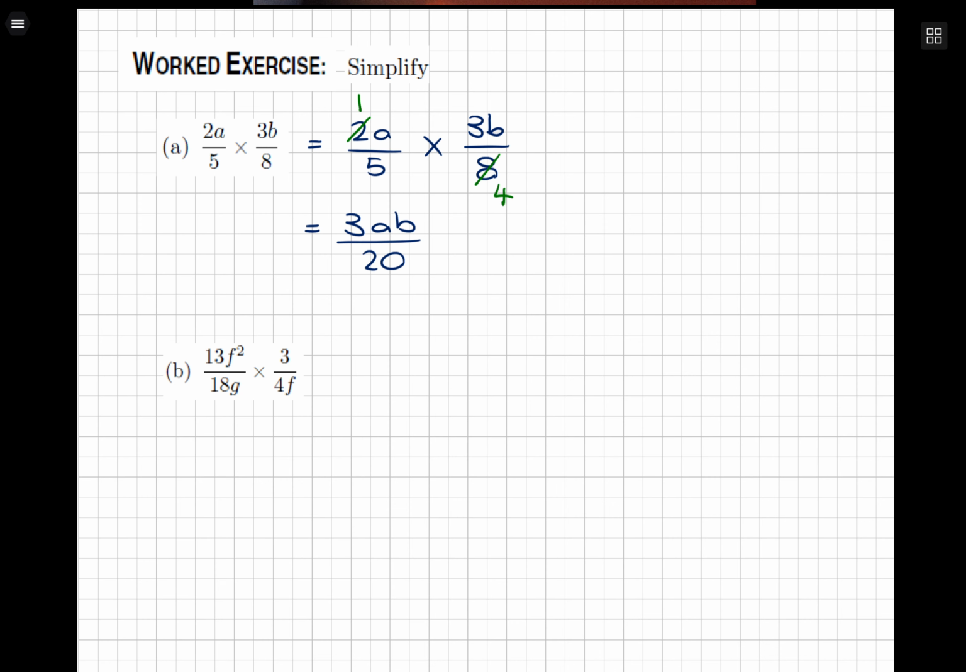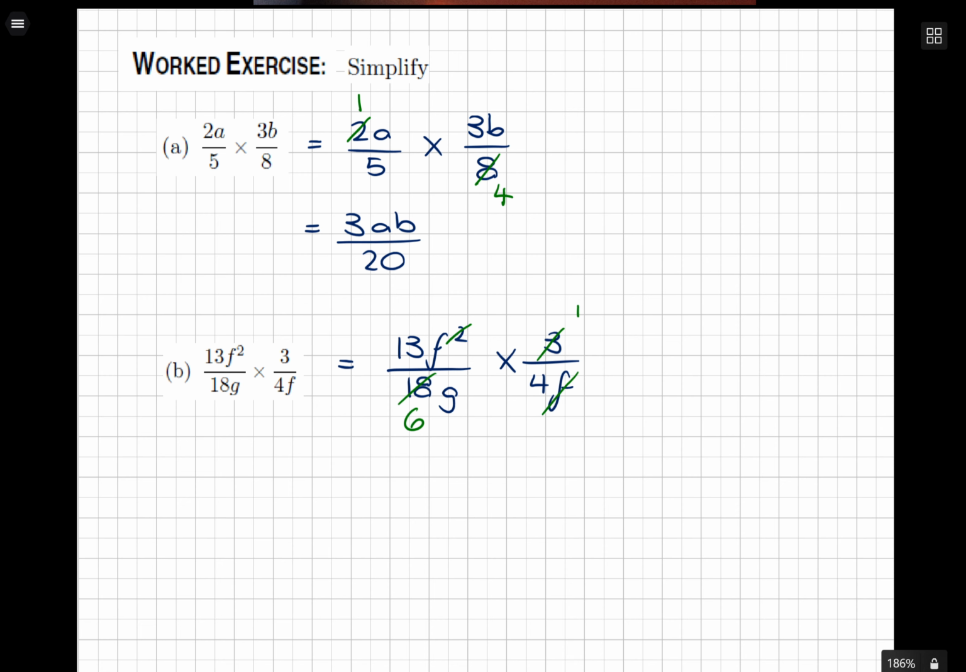Okay, next one. 13f squared on 18g times 3 on 4f. Okay, looking for the common factors there. 13 hasn't got any friends down the bottom, but 3, I can spot he's got 18 down the bottom. Both have a factor of 3. 3 goes into 3 once, and 3 goes into 18 6 times. In terms of the pronumerals, we've also got the f squared on the top and the f on the bottom. If you remember, f squared is f times f, so if you get rid of one of the factors of f, we've still got one f left. So cancel off the power there, and cancel an f off the bottom.